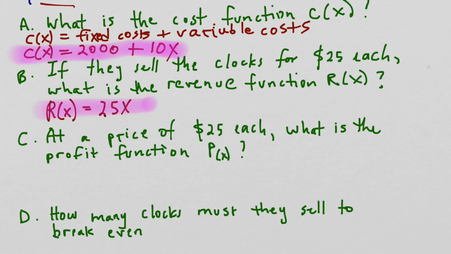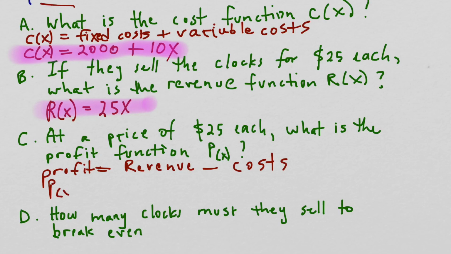Okay, so now we're asked, at a price of $25 each, what is the profit function P of x? Okay, so profit is equal to revenue, so that's the money you take in, minus the costs. All right, so let's call that big P of x.